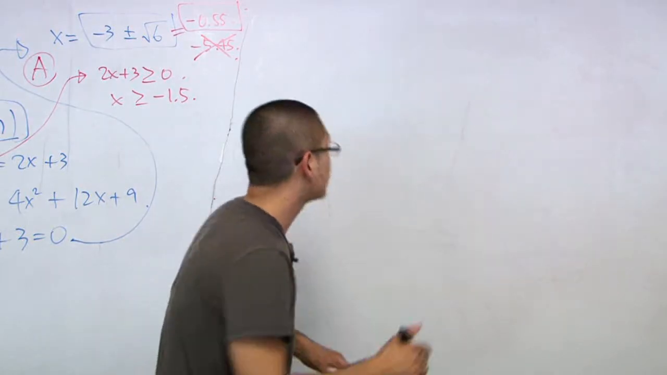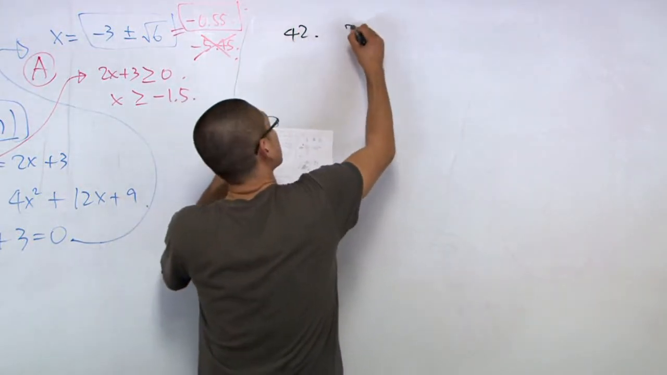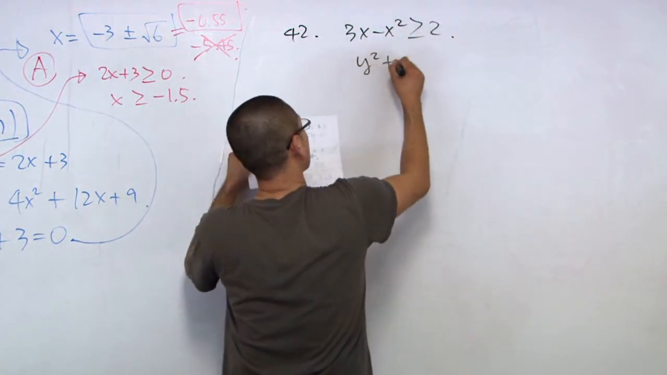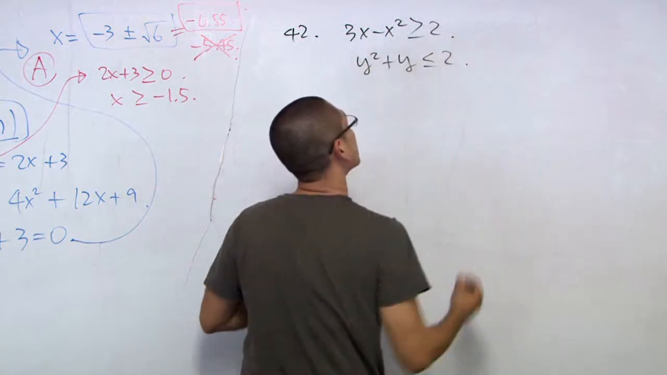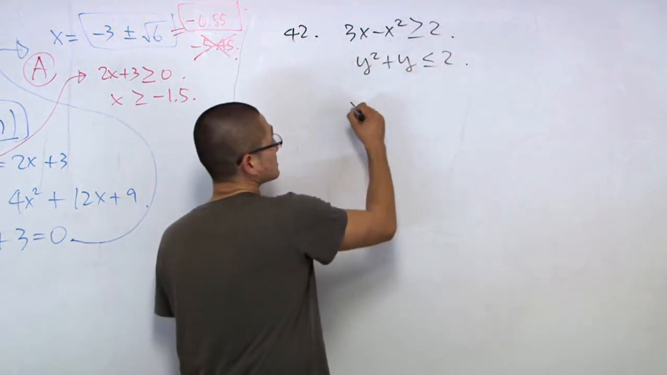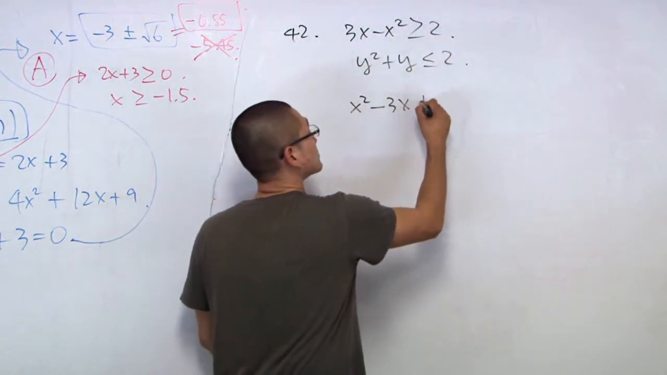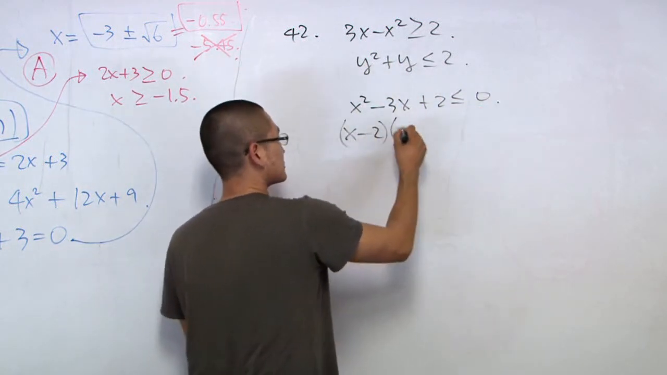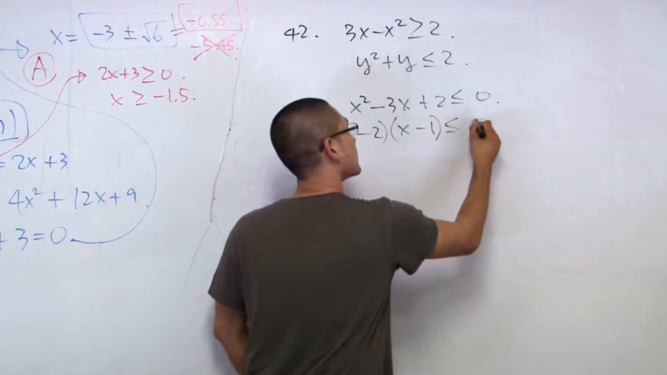42, we have, this one you've got to think of it. 3x minus x squared greater than 2, and y squared plus y less than 2. Okay, move things around. We see that it's going to be x squared minus 3x plus 2 less than 0. We can factor this out, as you guys know, it's going to be this way.